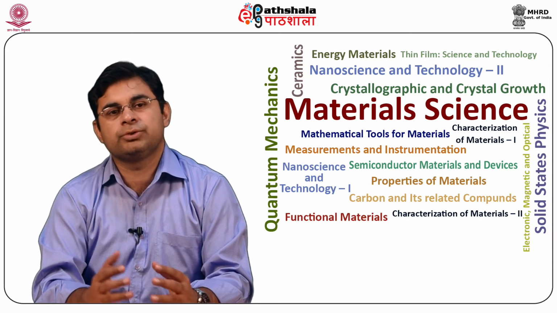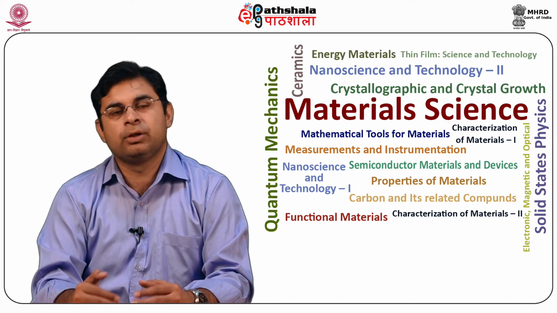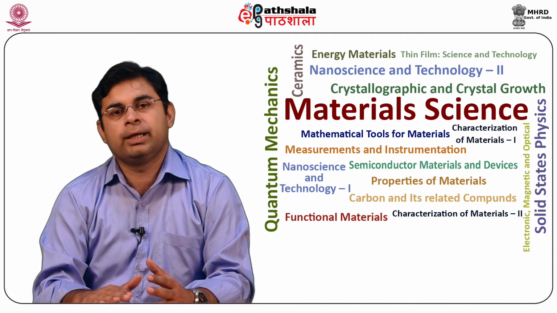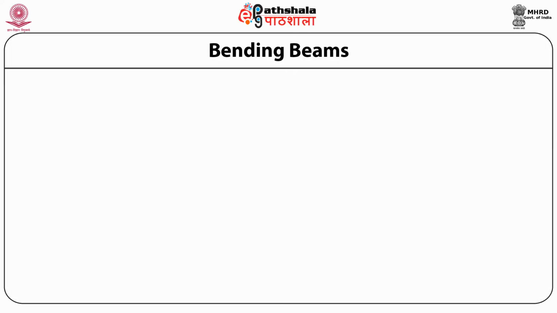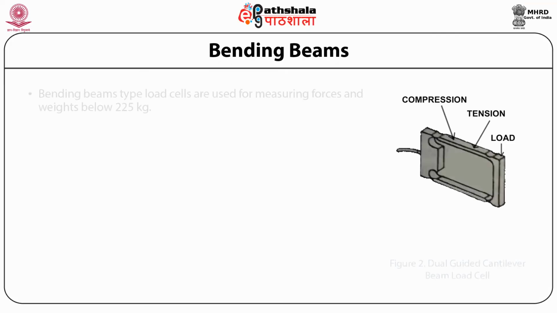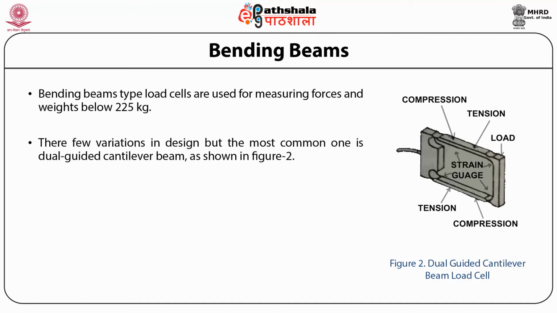All the wires from the strain gauge are carried out through a glass to metal seal located in the lower can wall and are connected to the external cable. Second is bending beams. Bending beam type load cells are used for measuring forces and weights below 225 kg. There are a few variations in the design, but the most common one is the dual guided cantilever beam as shown in figure 2.